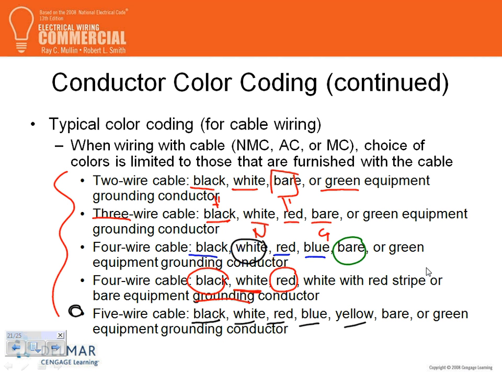Black, white, red, white with red. Okay, so these are... where's the two black phases and the blue? Blue is neutral, and this one is going to be your white with red stripe. I've always seen black and blue, white. Anyway, the most common ones is what you guys are looking at.